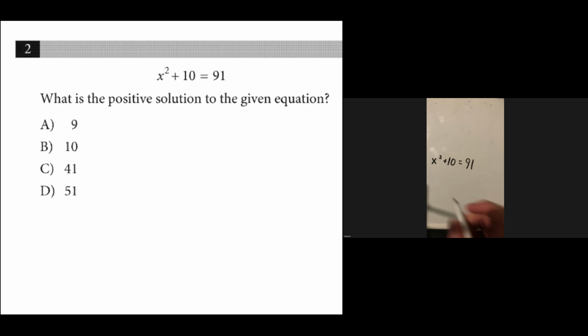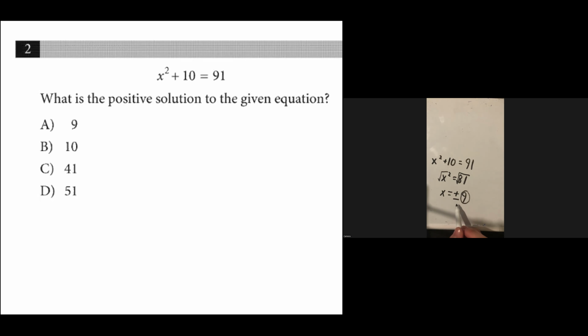Okay, so for this one, we're given the equation x squared plus 10 equals 91, and it asks us for the positive solution to the given equation, so we just have to solve for x. We would subtract 10 from both sides, which gets us x squared equals 81. Then to find what x is, we have to take the square root of both sides. So the square root of x squared, the square root of 81, and x equals positive or negative 9. For this one, it asks, what is the positive solution? So the positive solution would be 9. If it asks for the negative solution, it would be negative 9.